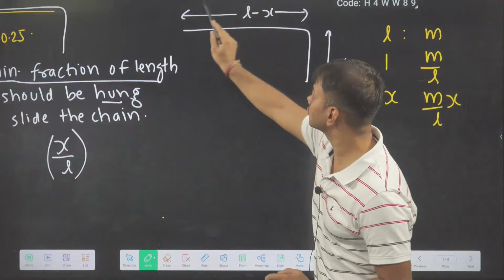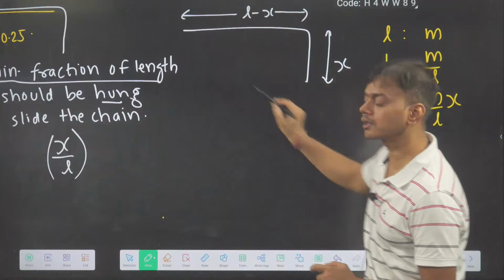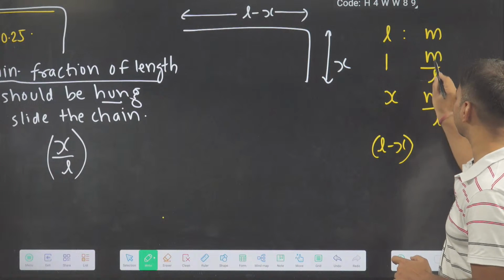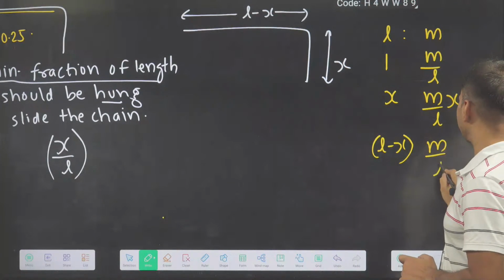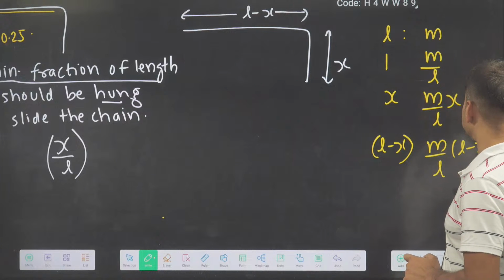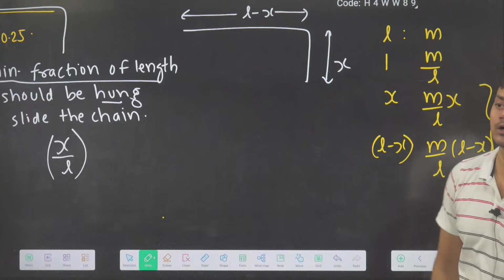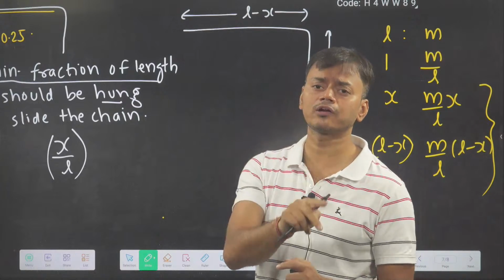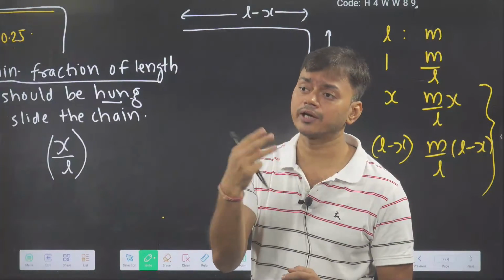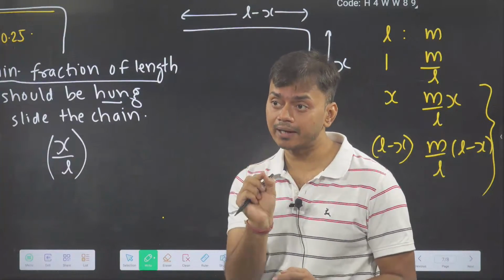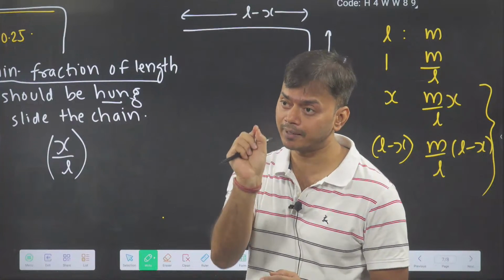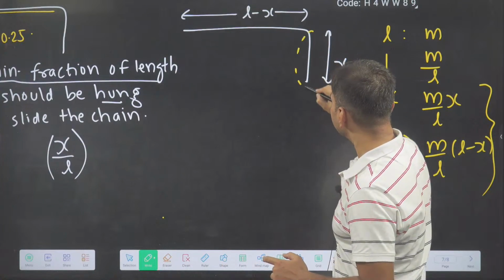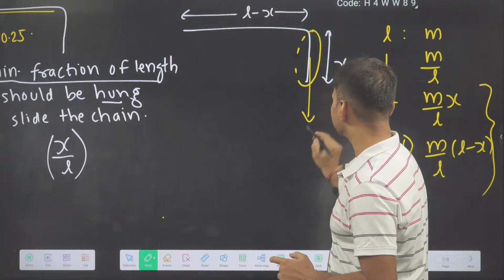I also need the mass of L minus x length that is lying on the table. So L minus x length will have how much mass? 1 has m by L, so L minus x has m by L into L minus x. In an exam-like condition, do this calculation very fast. Remember, 1 meter has mass 2 kg, so 2 meter will have 2 into 2, 3 meter will have 3 into 2. Here 1 meter has m by L, so x meter will have m by L into x, simple unitary.